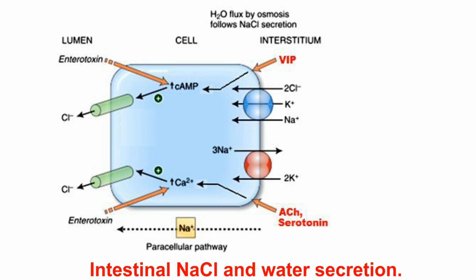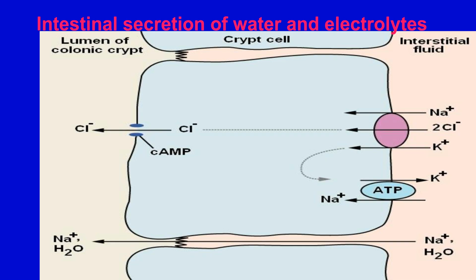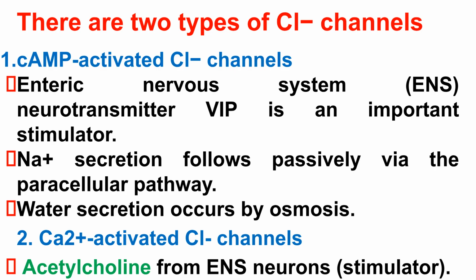The key mechanism for fluid secretion involves the opening of chloride channels in the luminal cell membrane of crypt enterocytes. This image illustrates the intestinal secretion of sodium chloride and water. We will now look at the intestinal secretion of water and electrolytes in detail.